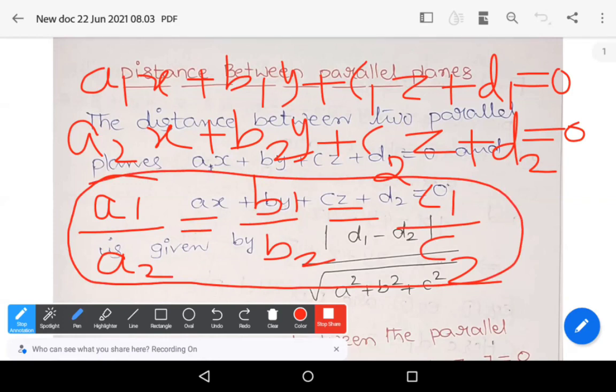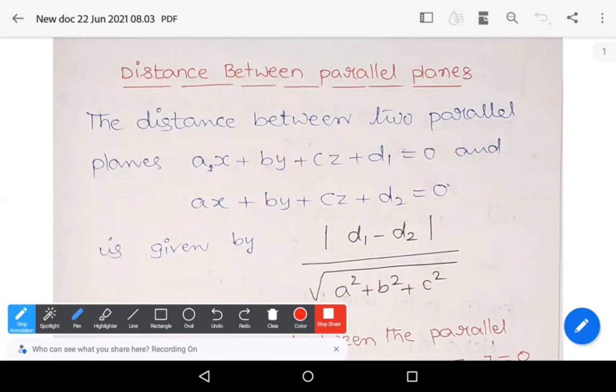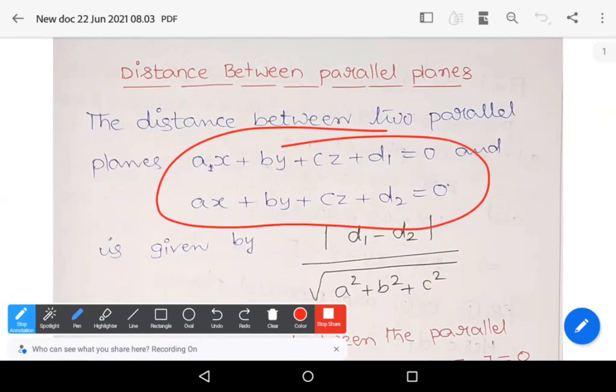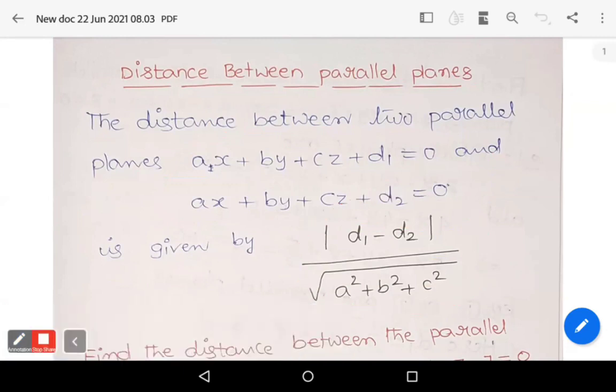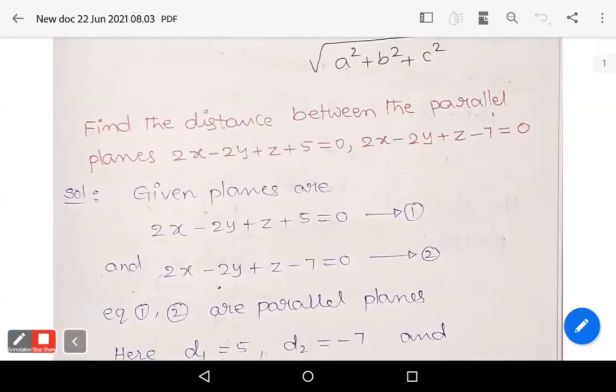Right. The distance between two parallel planes of the form Ax + By + Cz + D1 = 0 and Ax + By + Cz + D2 = 0 is evaluated by the formula mod D1 minus D2 divided by square root of A square plus B square plus C square. Let us solve two problems in this method.